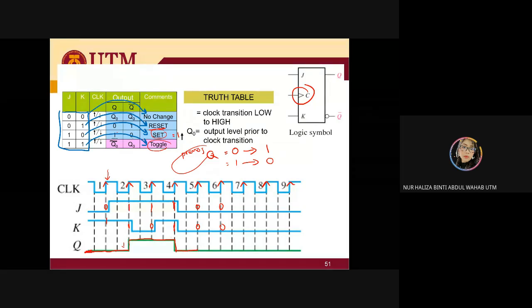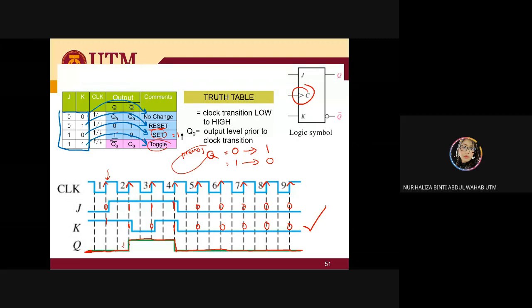0, 0, no change. I continue until I meet another clock. It is 0, 0 again. I continue until I meet another clock, which is 0, 0, no change again. Here I meet another clock, still 0, 0, no change. I continue, no change again. And this is my answer.